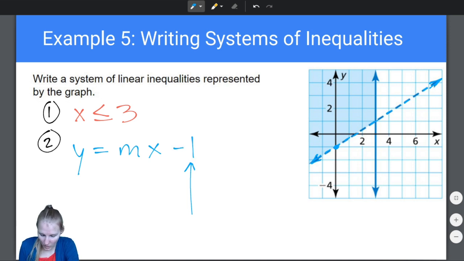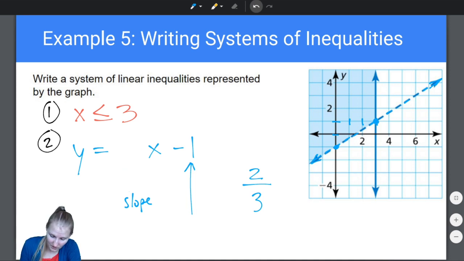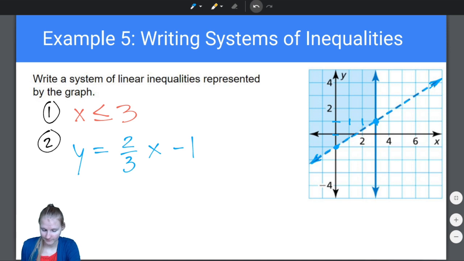-1. And what is the slope? Let's see, where is another point? Here. This is another point where it crosses, so I'm going up 2, so I rise 2, and I run 1, 2, 3. So my slope is 2/3. And there is my boundary line. y equals 2/3 x minus 1.